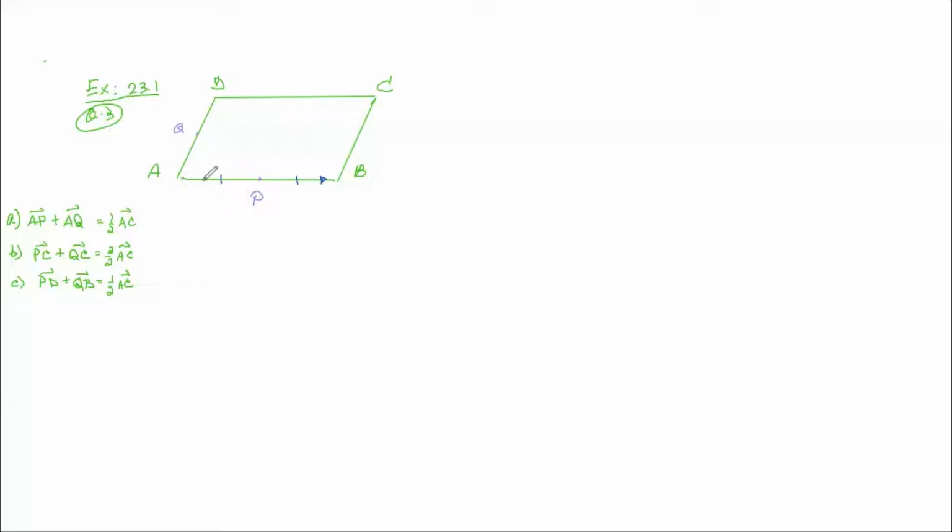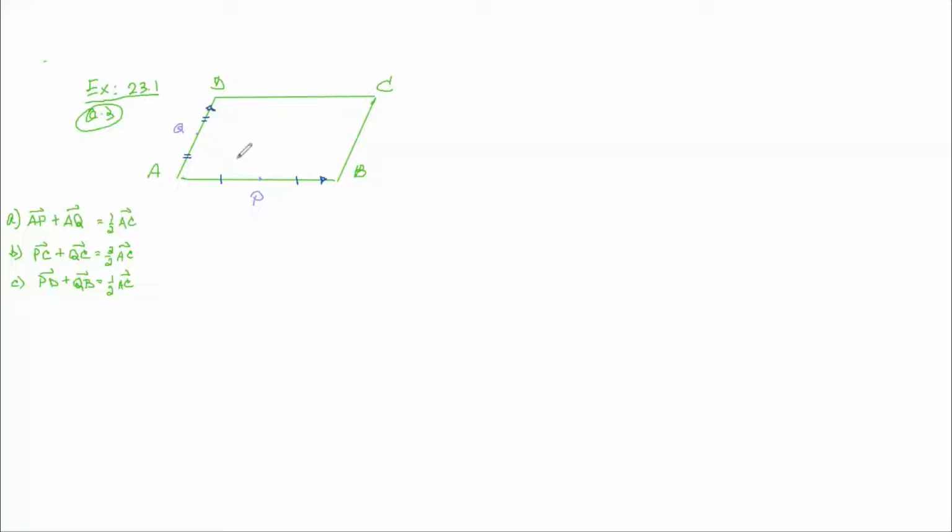That's it. And at the same time, Q is the midpoint of AD. So we know the length of AQ equals QD. At the same time, vector AQ equals vector QD, going the same direction, so we go this direction.